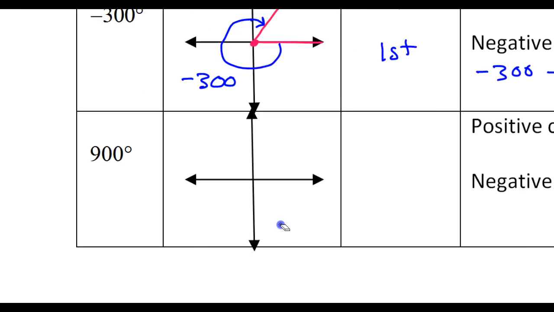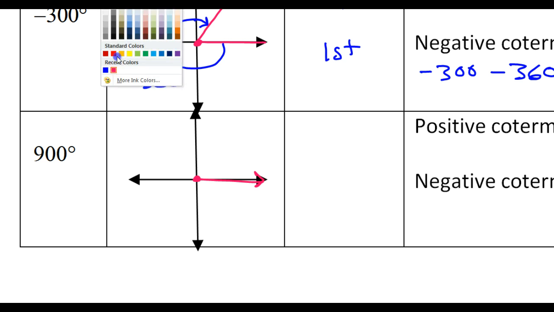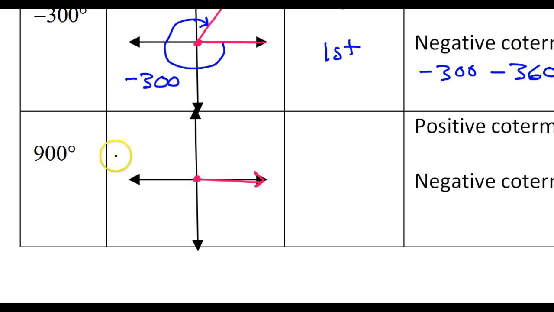Okay, last one. 900 degrees. Finally one that's bigger than 360. These are fun to do. So here is my initial side as always. It's positive, so I'm moving in the counterclockwise direction. This is bigger than 360, so let's start by getting all the full rotations out of the way. If I went all the way around once, so far that's 360 degrees.